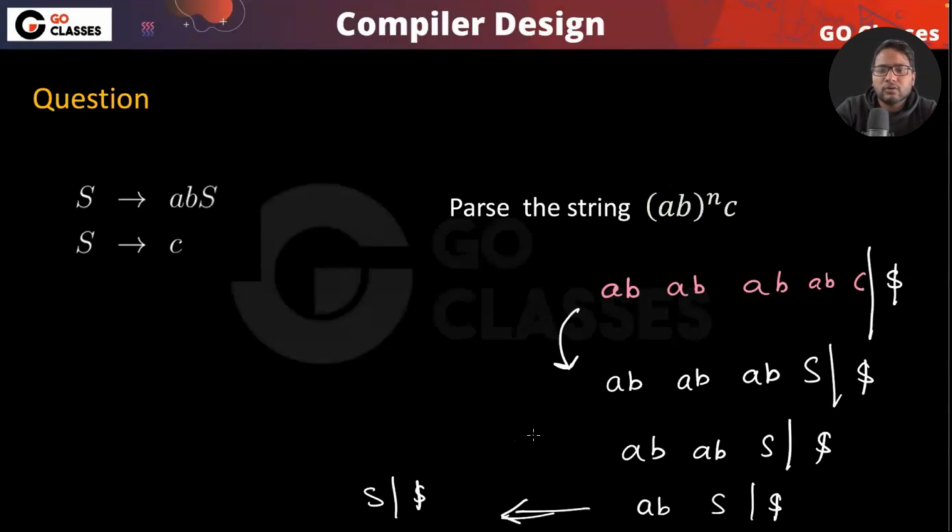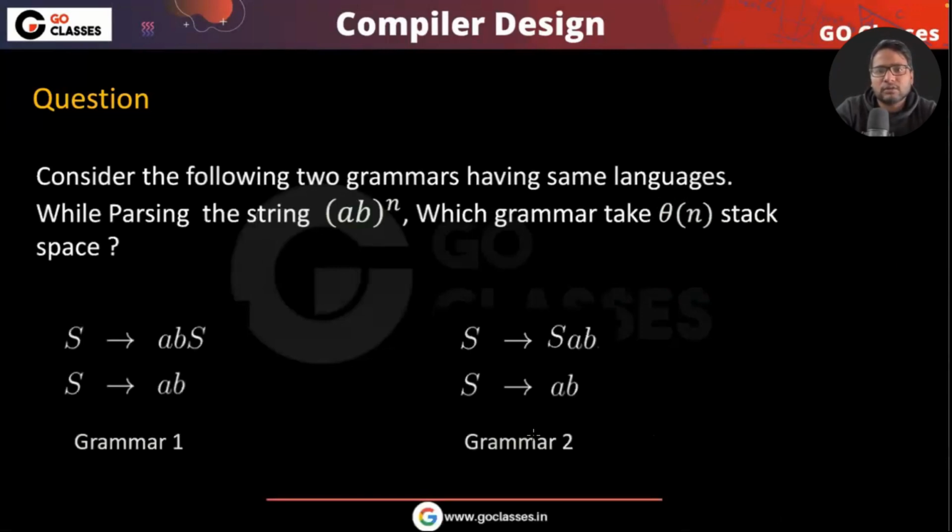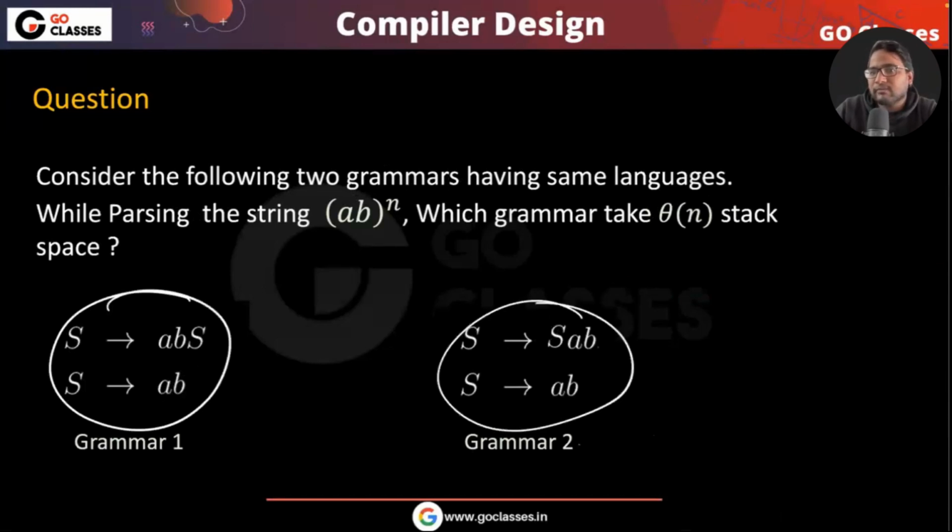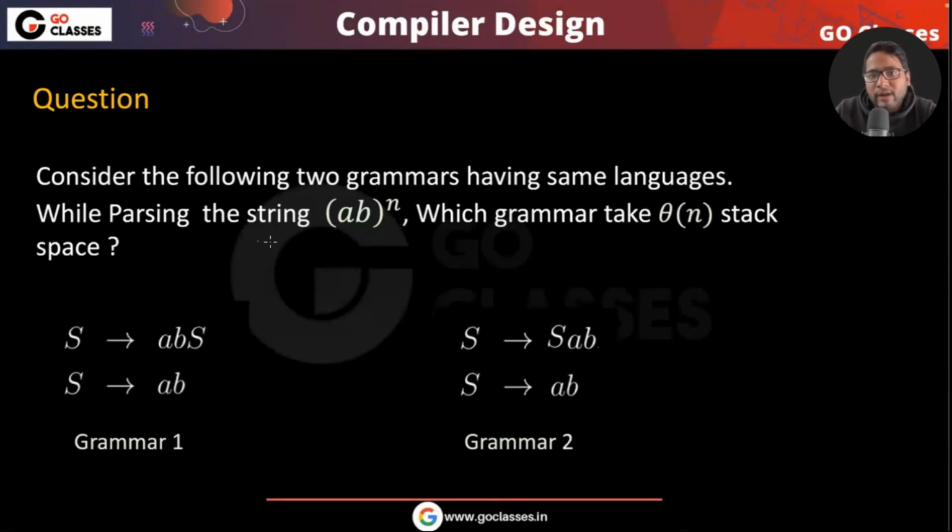Okay, so now let's just solve this question, and this is an extremely interesting question. Let me know how many of you can answer this. So here I have ABS, AB. Okay, earlier I think I was having C, but that's fine. What they're saying is, consider the following two grammars having the same languages. Then while parsing the string AB power n, which grammar takes theta of n stack space?